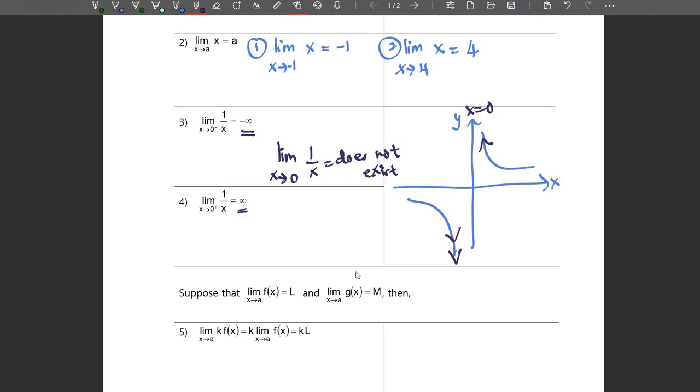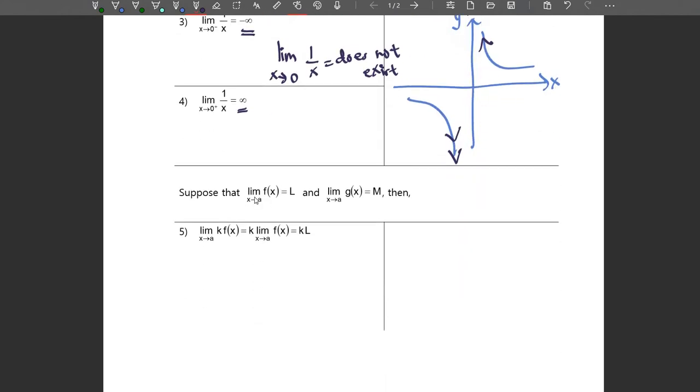Next, suppose that the limit of f of x when x approaches A is equal to L, and the limit of g of x when x approaches A is equal to M. Then we have the limit of k times f of x when x approaches A is equal to k times the limit of f of x when x approaches A, which is equal to k times L.